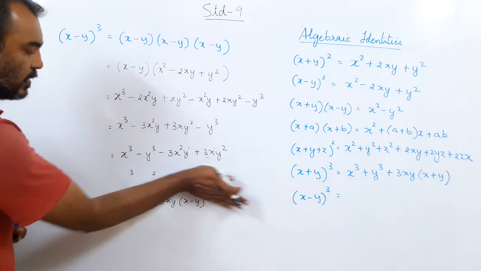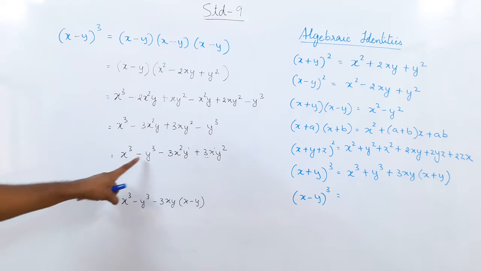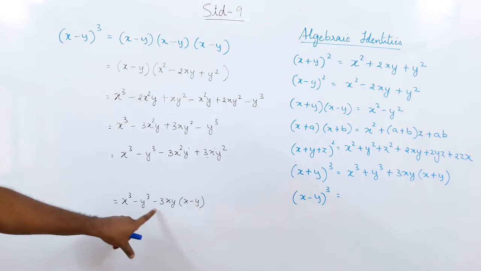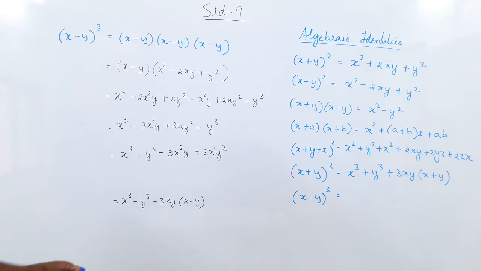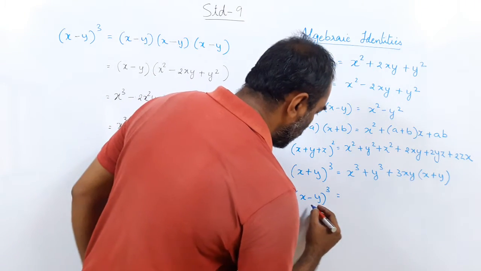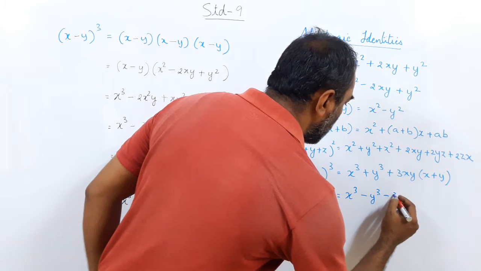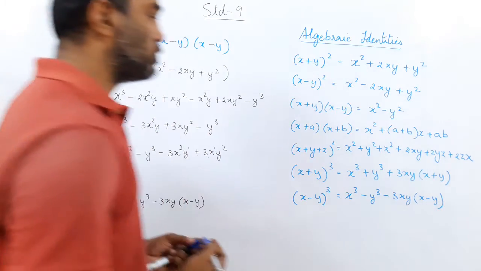So if I write it in the bracket, then x cube minus y cube minus 3xy is taken common, and because the outside sign has become minus, the inside sign changes to minus. So the easiest way to remember this: when it is minus, then x cube minus y cube minus 3xy into bracket x minus y.